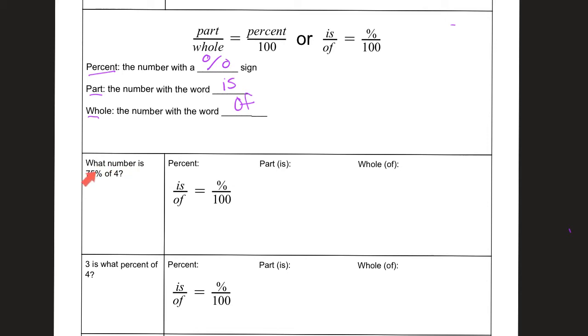So what number is 75% of 4? Well, I have 75 as my percent. Of goes next to 4. And I don't know what goes with is. So my percent is 75. Here we go. The whole, what it's out of, goes with 4. And I don't know what goes with the part, what the portion of is, so I'm going to use x as a variable. So I'm going to fill that in here.